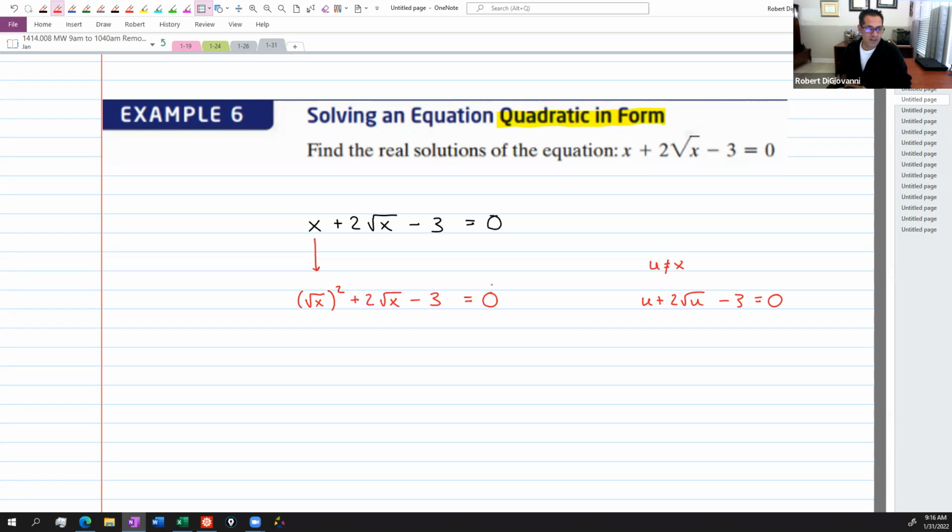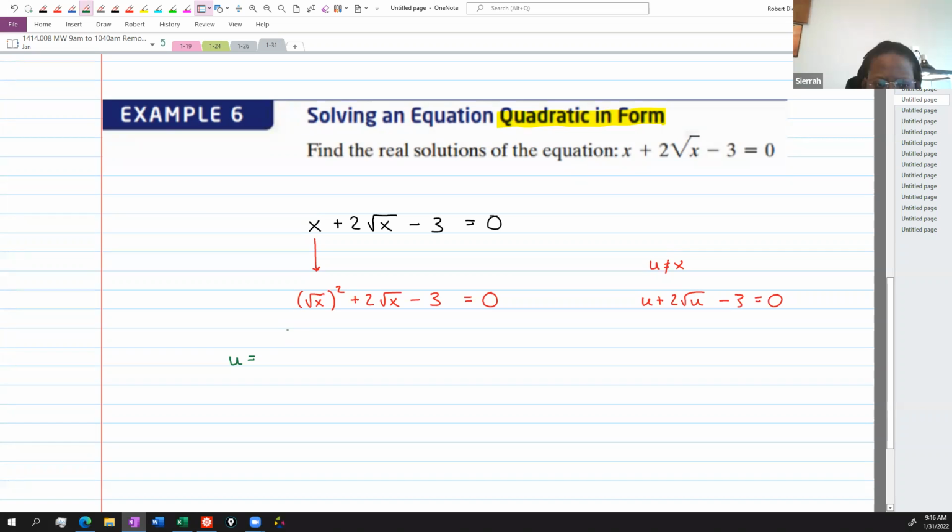Henry, do you see it? Sierra? What do we let our u be? Would it be the x squared? What's in the parentheses right there? The square root of x. Yeah, let's do that.